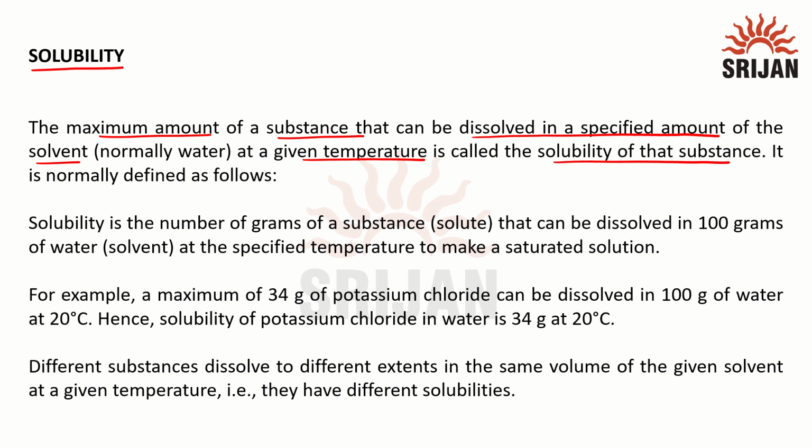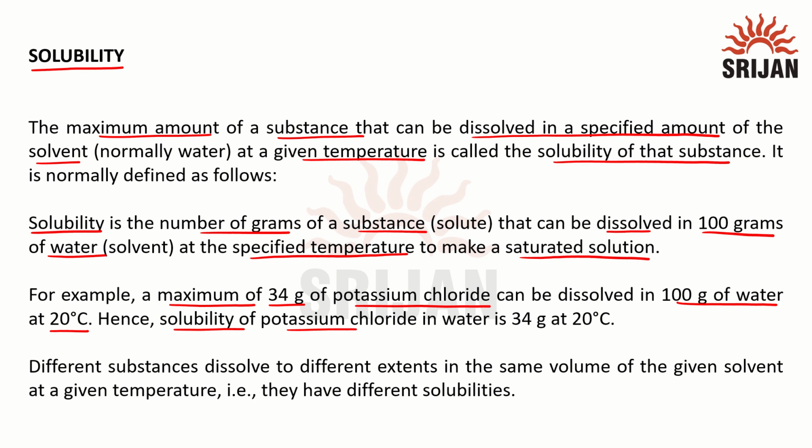So, we can tell that solubility is the number of grams of the solute, that is the substance that can be dissolved in 100 grams of solvent, that is water, at a specified temperature to make a saturated solution. For example, a maximum of 34 grams of potassium chloride can be dissolved in 100 grams of water at 20 degrees Celsius. Hence, the solubility of potassium chloride in water is 34 grams at 20 degrees Celsius.